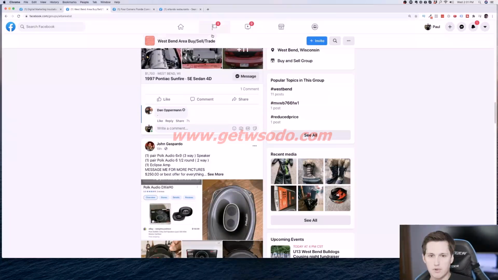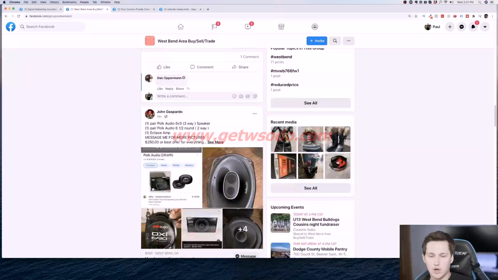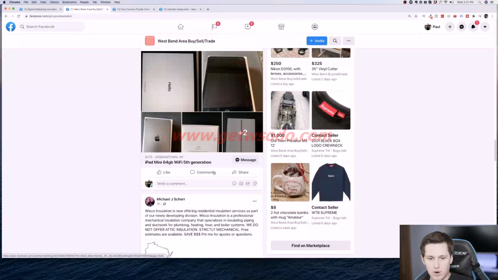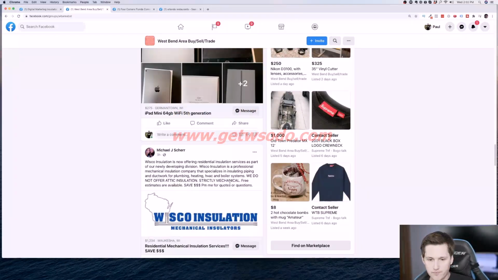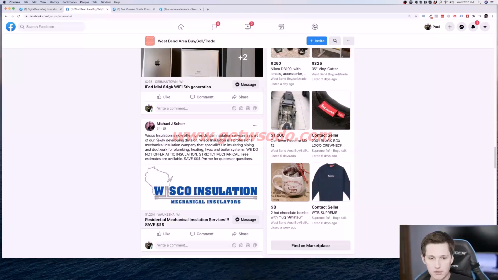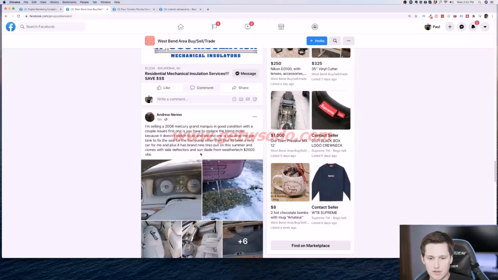This is another example of a buy, sell, trade group that I was telling you about. So you can literally search for the city that you're in or a different city and then just put buy, sell, trade. And you're going to see lots and lots of posts. And usually it's going to be stuff for sale, but here's another example. I'm just doing this off the fly, right? This isn't something that I've pre-planned. I just came in and just off the fly. Here we go. Insulation. So this person probably owns an insulation company. I would go and add them as a friend.